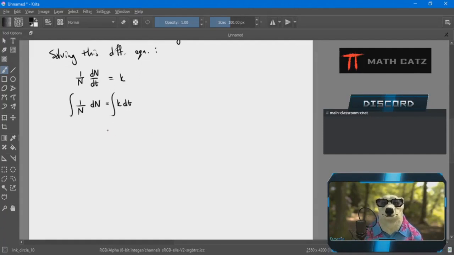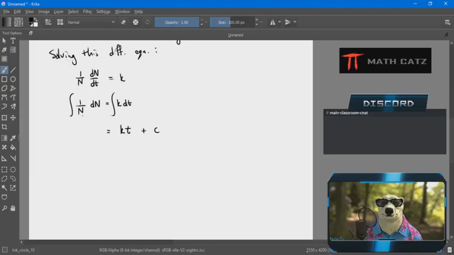Now the right-hand side is pretty straightforward. Because k is a constant, it's just going to be k times t. I put my integration constant there before I forget it, just so it's out of the way, but it's really a grouping of all the constants that come out from these two separate integrals.